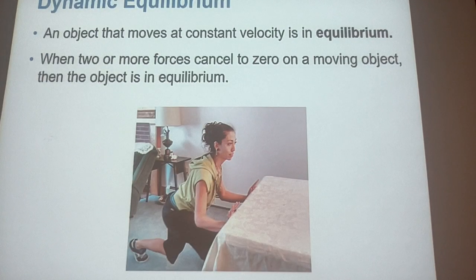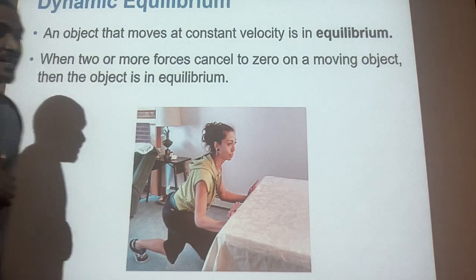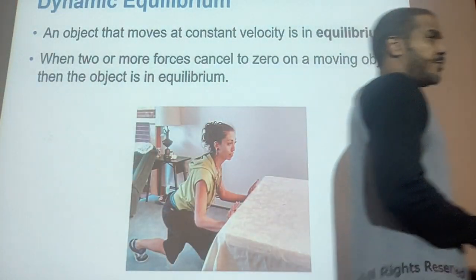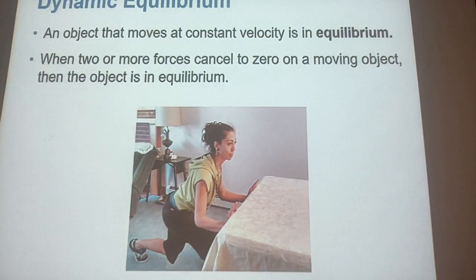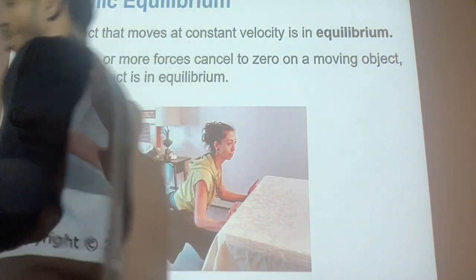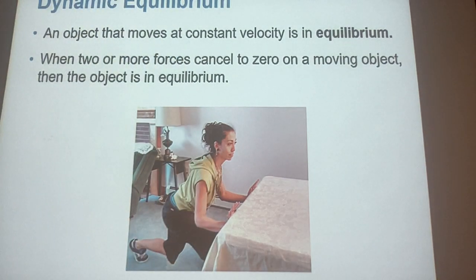So, an object that moves at a constant velocity is said also to be in equilibrium, right? So the question is, can an object in motion have 0 acceleration?